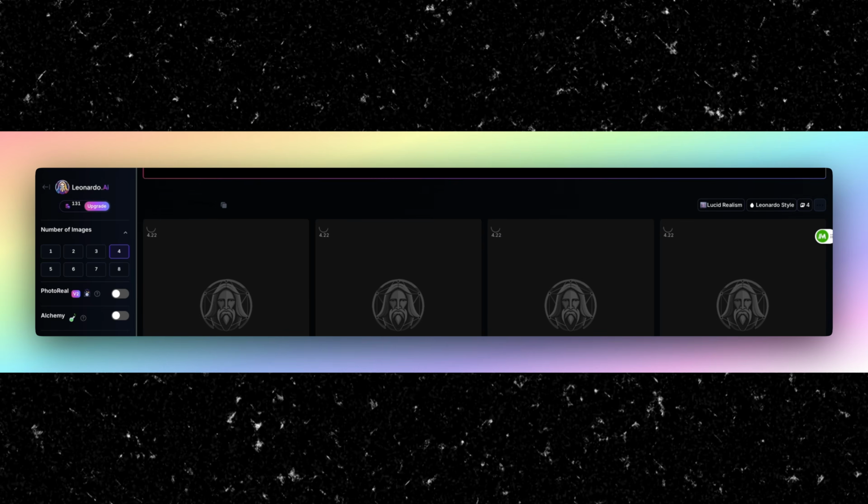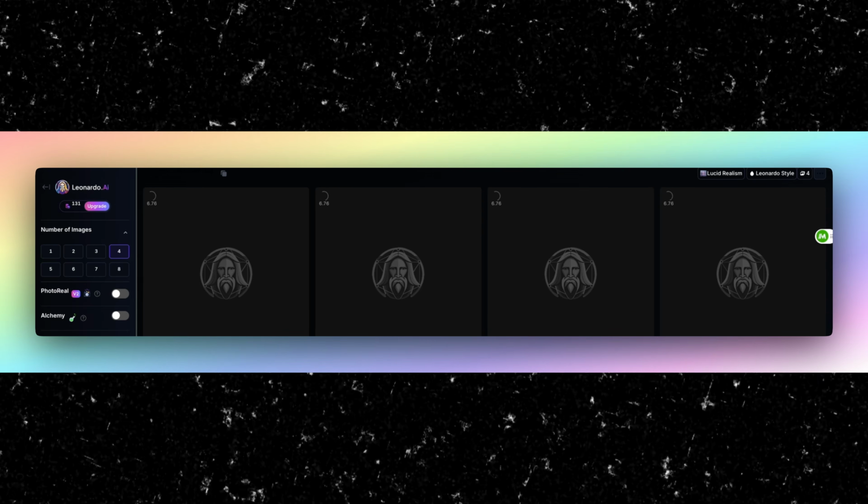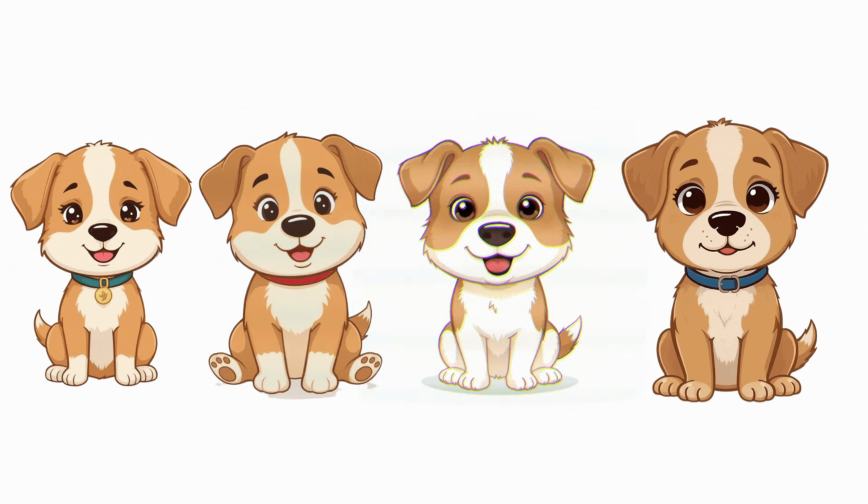And as a bonus tip, make sure you use only the tried and true image generators to get the best outputs possible.